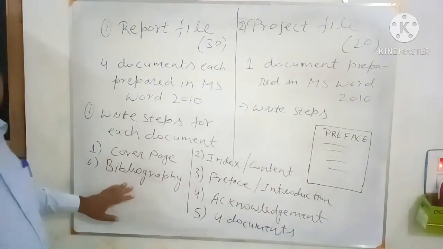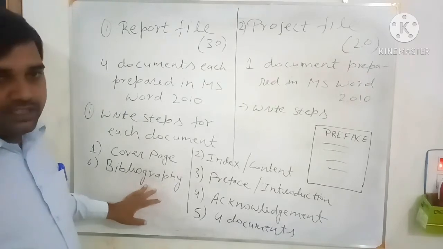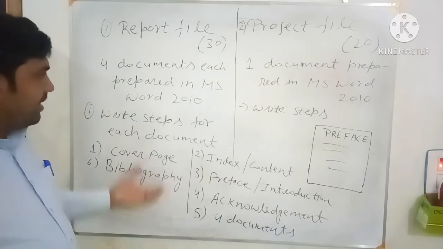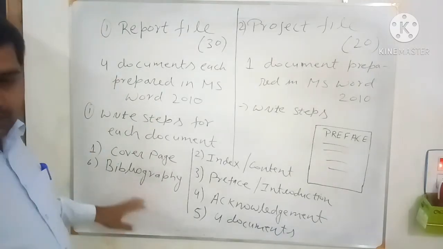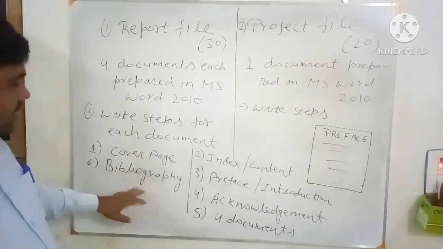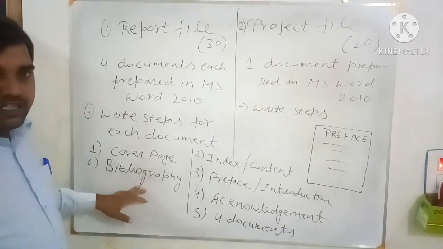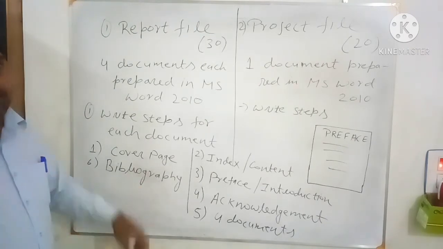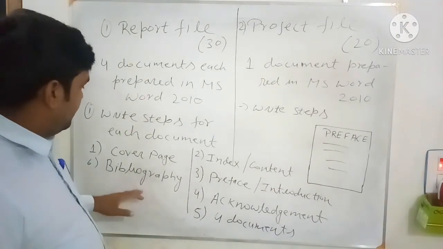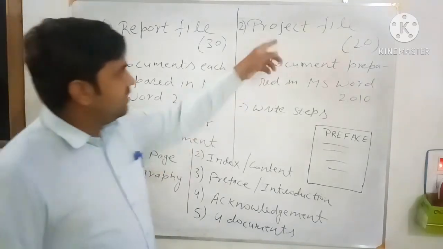And in the bibliography, what you have to write? You have to write the information of the sources, meaning from which source you have prepared this document. The first source is your computer application book, which you mention, and after that, if you have visited any other books or any website, you can write the website link URL in the bibliography. In this report file you don't add the bibliography, only in the project you add the bibliography.